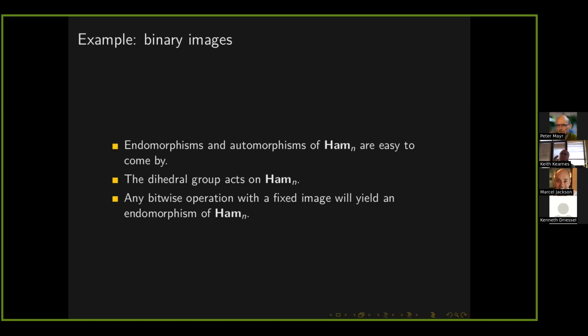Also, any bitwise operation, like bitwise and, bitwise or, whatever you'd like, with a fixed image that you choose will give you an endomorphism of the graph. And so you can think about this in terms of the images as things like blanking out a certain area or filling in a certain area with all black pixels, or you can think about it set theoretically as taking things like unions, intersections, symmetric differences. And if you do that with respect to some fixed choice of an image, then you'll get an endomorphism of the graph. That's also relatively direct to verify.